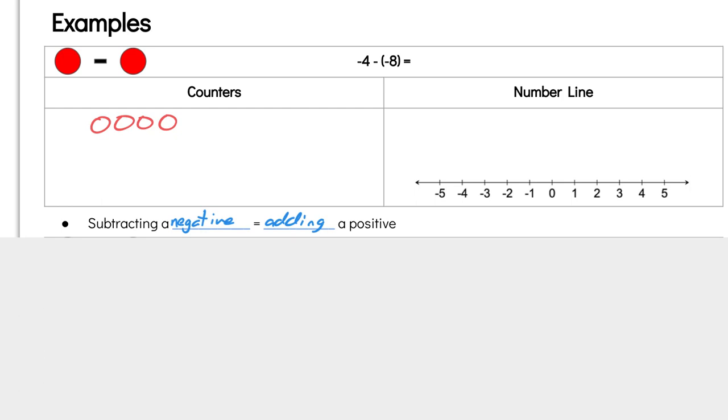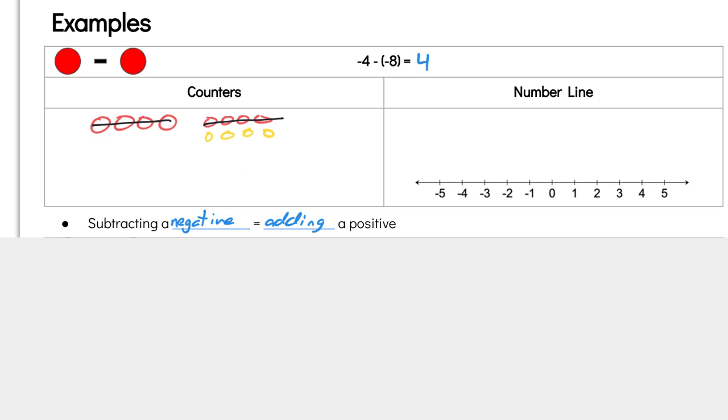I don't have 8 negatives to take away, but I can just add as many as I need, as long as they're in 0 pairs. I still have -4 here, right? It's -4 plus 0. Here's my -4. Here's 0, because these are just a bunch of 0 pairs. So now I do have enough negative counters that I can take away 8 of those negative counters. And what am I left with? I'm left with 4 positive counters. So the answer is 4.